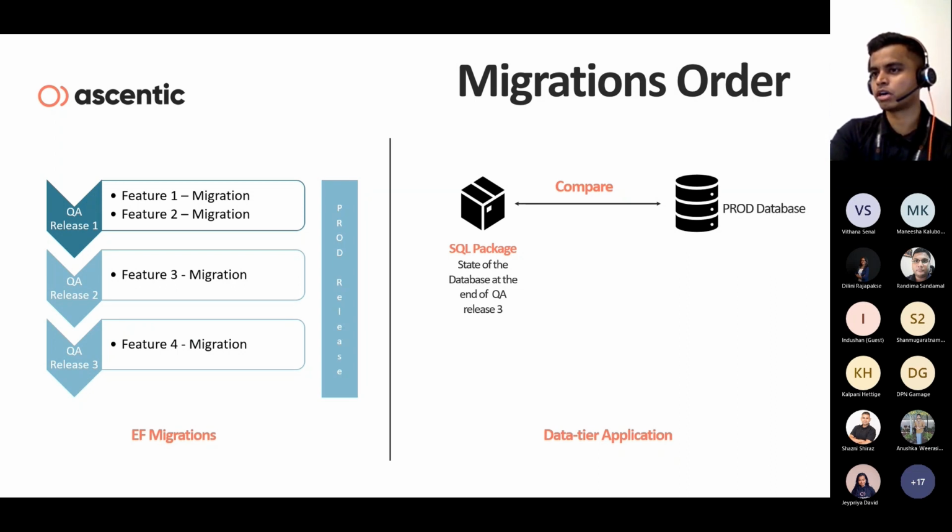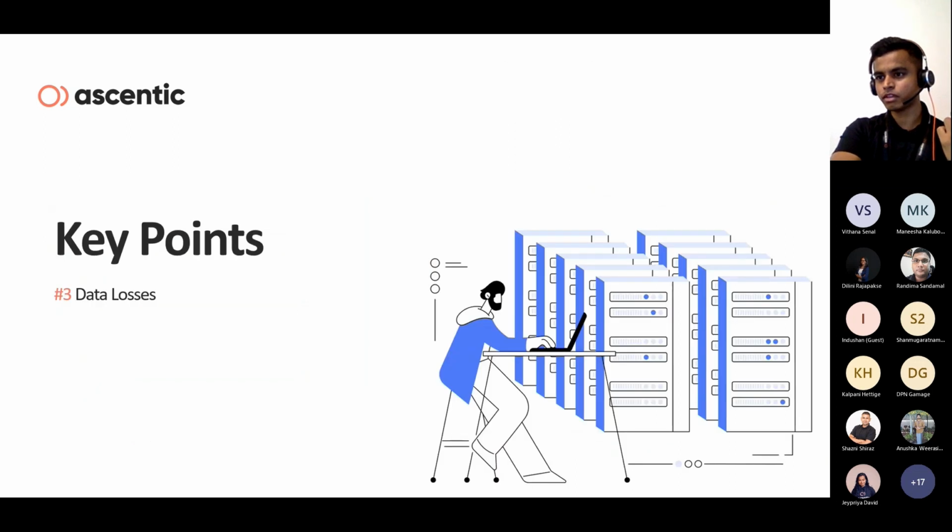So in QA release one, you may have a different script. QA release two will have another different script, and during the production deployment you will have a totally different script, but the order of the changes won't be there. So this is something you may have to consider, because you might see some surprises during the production release.